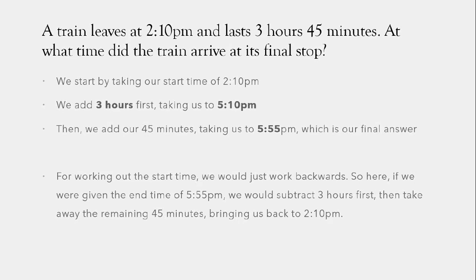And for working out the start time, we just work backwards. So if we were given the end time here of 5:55 p.m., we would take away the 3 hours first, taking us to 2:55 p.m., and then take away the other 45 minutes, which would bring us back to 2:10.